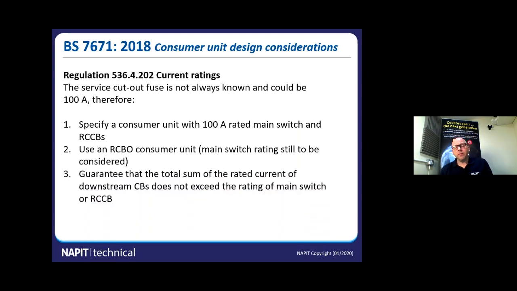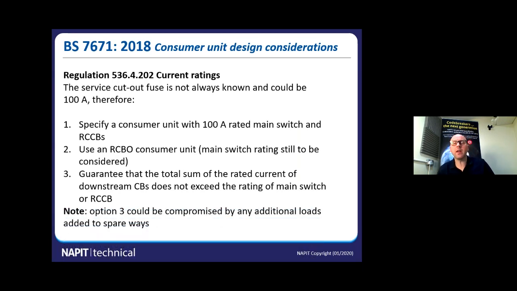And then finally, you could guarantee that the sum of the rated current of downstream circuit breakers does not exceed the rating of the main switch or the RCCB. So if you had a 63 amp device and you had a load of 6 amp breakers on it and they didn't add up to the 63 amps, that's fine, that's no problem, okay?